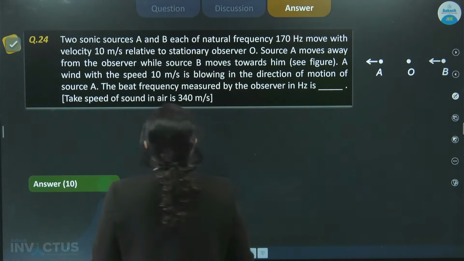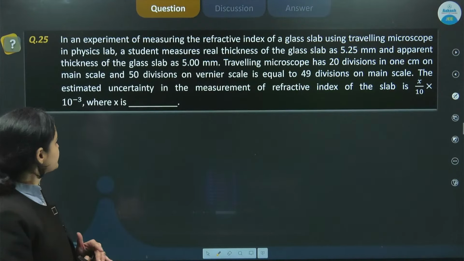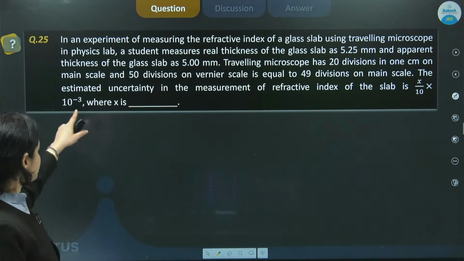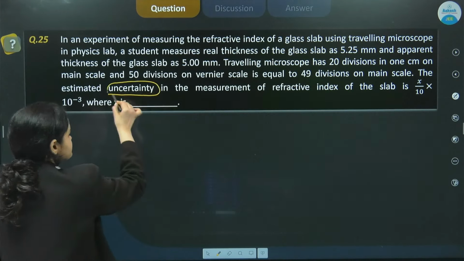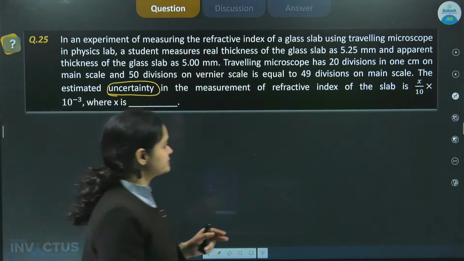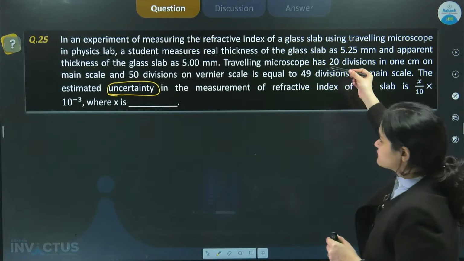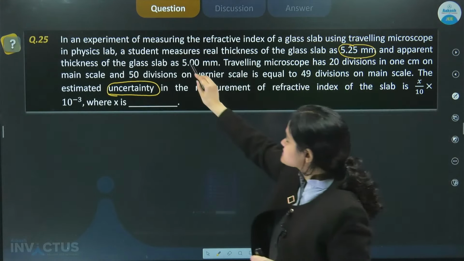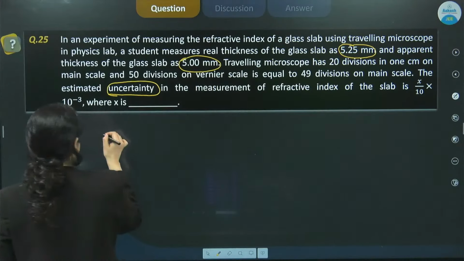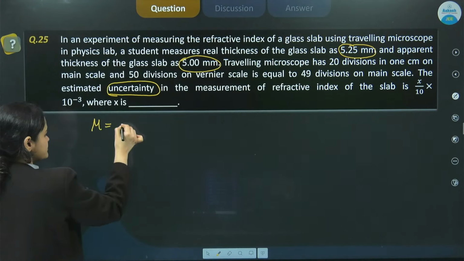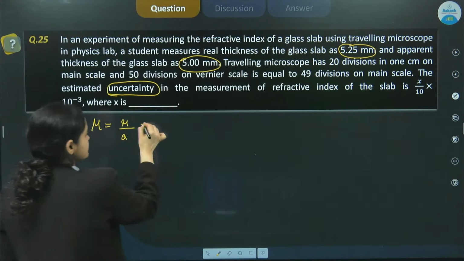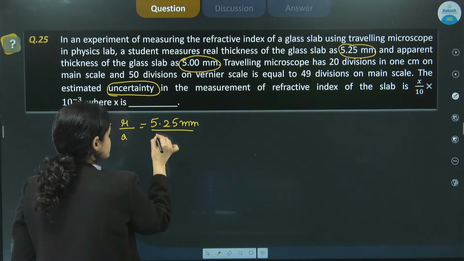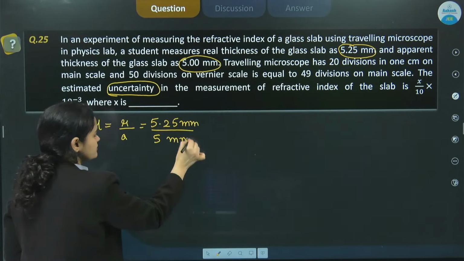Okay. Now let's move on to the last question of this paper for physics. So see, in this question we have to find out the estimated uncertainty. That means we have to find the error here, okay? So for that, a few things are given to us. One is the actual values. This is the real depth. This is the apparent depth. So I can write the refractive index can be written as real depth upon the apparent depth, which is 5.25 mm. Everything is given in mm, so we are going to convert everything to mm only, right?